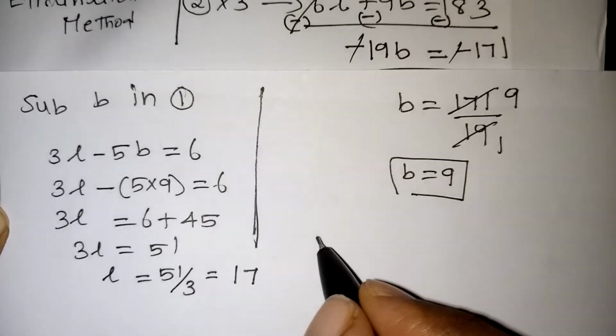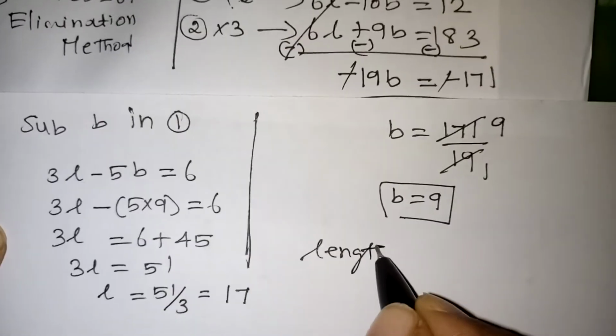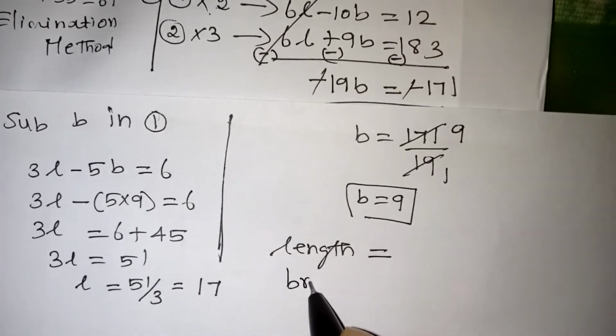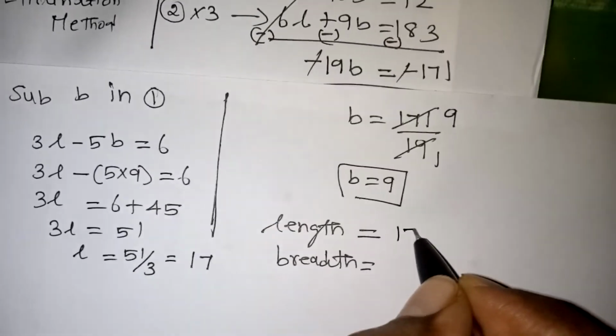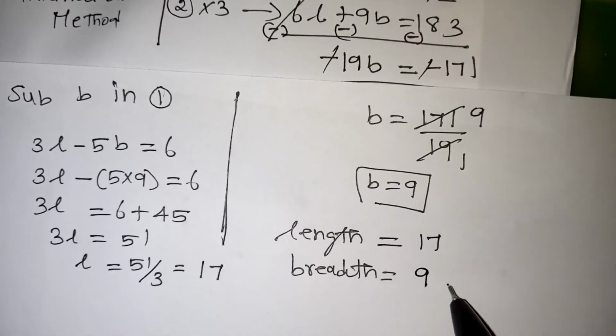So that is our question. What is the length and breadth of the rectangle they are asking? So length and breadth we have to write. Length is 17 and breadth is 9. So that is your final answer.